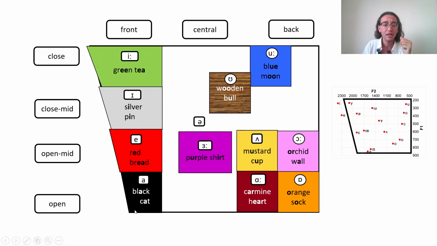All right, and finally, the last of our front vowels is A, with black cat. So if we go from the top, E, I, A. You could just see my jaw opening, my tongue lowering as we go through those. All right, moving into the central vowels.